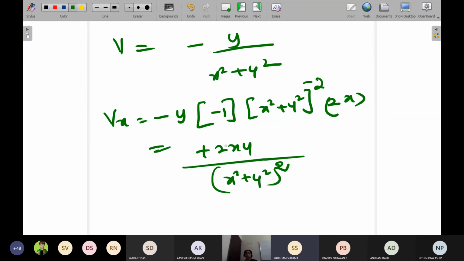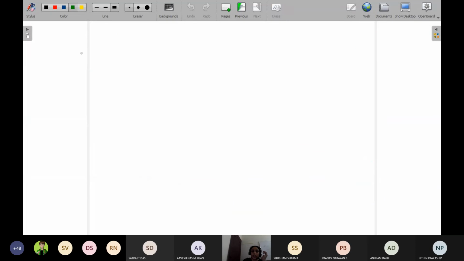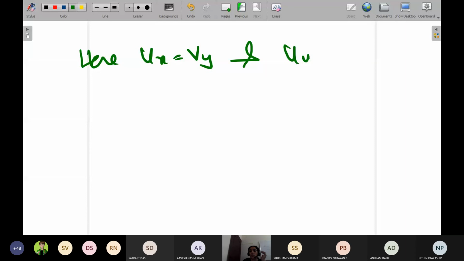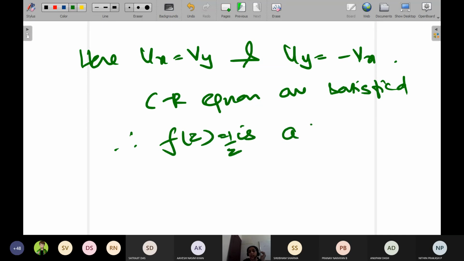I just made a mistake here. Yeah, that's okay, no issues. Anyway, I just wanted to solve it also. Let me tell you, you have to write it like this: ux is equal to vy and uy is equal to minus vx. So the CR equations are satisfied. Therefore, the given function is analytic. Therefore, f of z is equal to 1 by z is analytic.